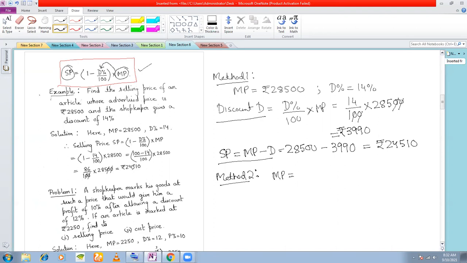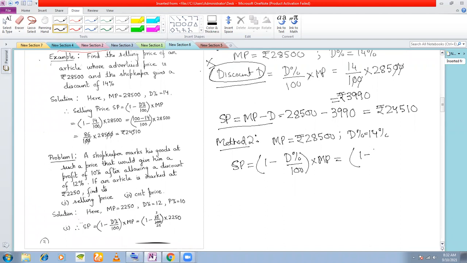Mark price is 28,500. Percentage discount is equal to 14%. Directly, if I don't want to calculate this part, if I don't want to omit, then directly I can calculate the selling price by 1 minus d percent by 100 into mark price. Okay, so 1 minus 14 by 100 into 28,500.